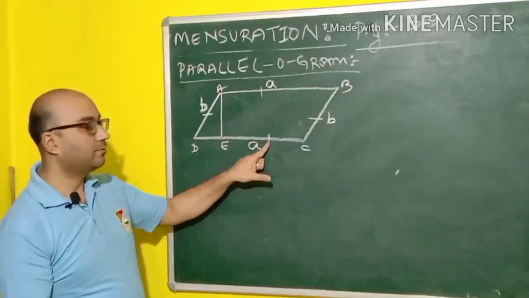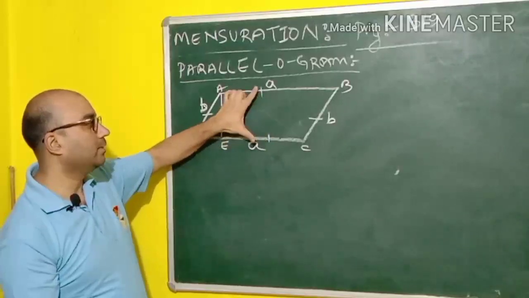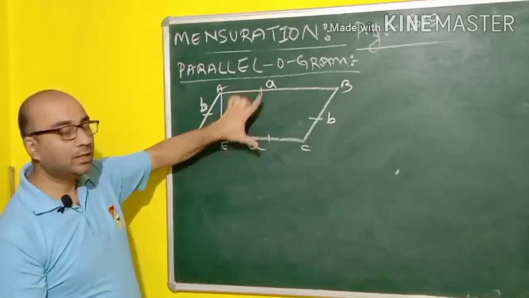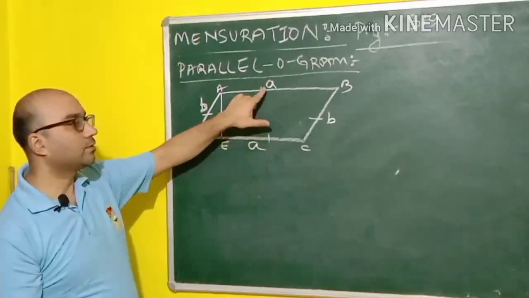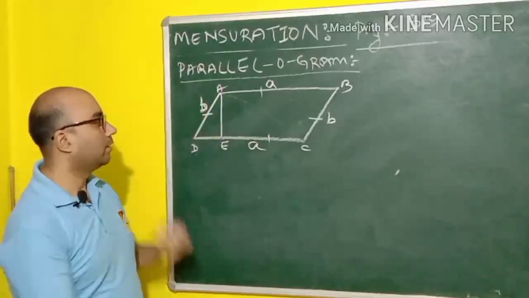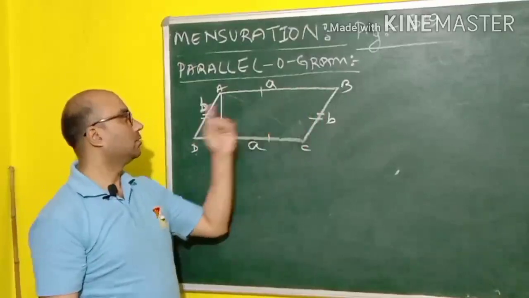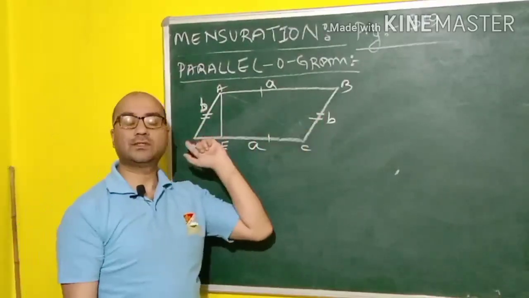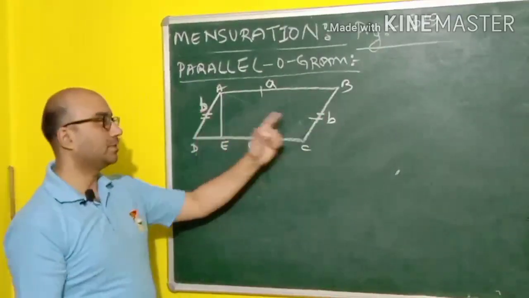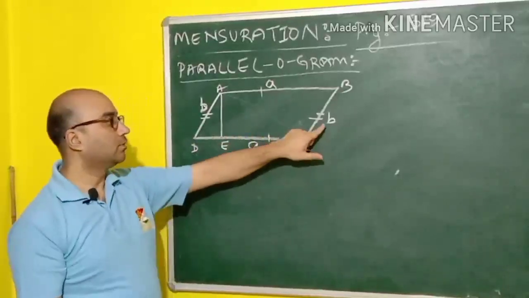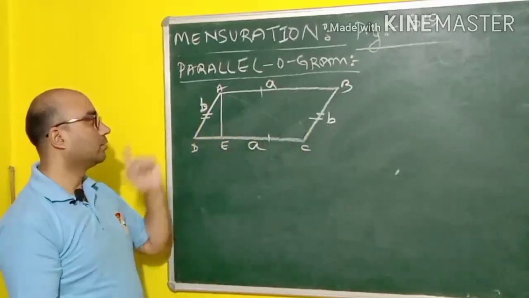So here we see we have a single stroke. That means these two sides are equal to each other. Let us denote it by small a and small a. Now, here we have a double stroke. So this double stroke signifies that both the sides are equal to each other. Since they are opposite sides, they are equal to each other. So if you have taken this as B, this will also be B.